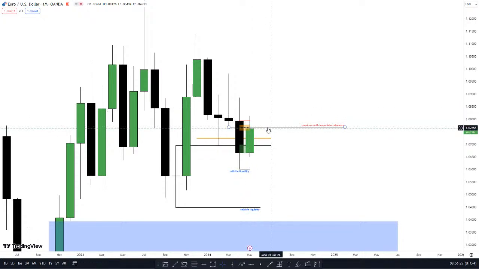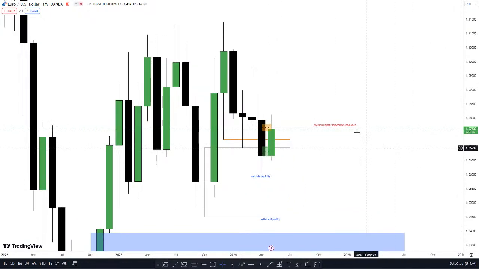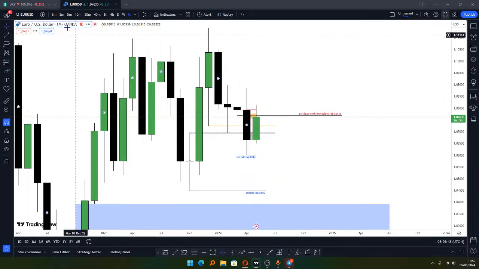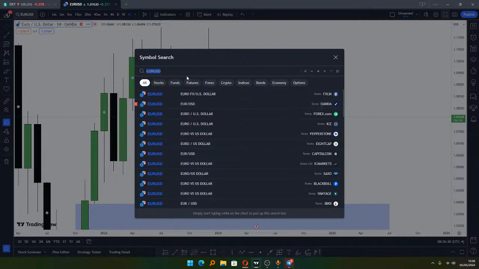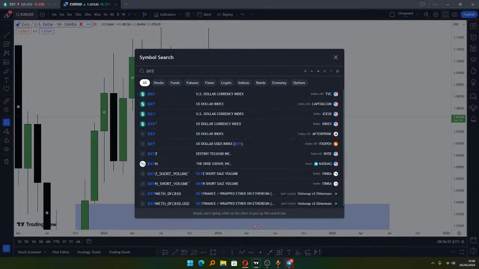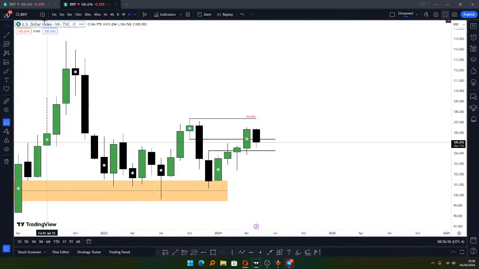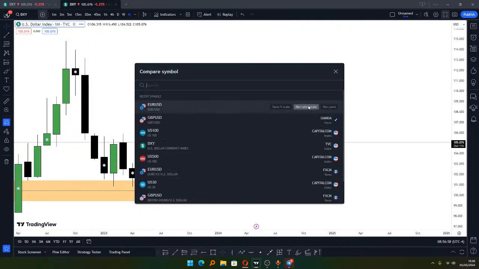So I saw that that happened during NFP. So I never got into the buys. Now, the reason I was so sure that we are going to be shorting from these zones up here is the fact that we had this bullish fair value gap on a monthly. The same case as the dollar index. So DXY, let me put up a chart and compare with the euro dollar.